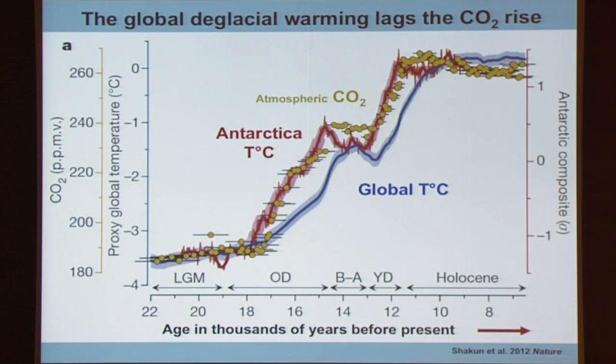When we do that, it's quite interesting, because when we compile and make a global curve, because that was the intention, to get at the global temperature over the full deglaciation, it's possible to plot that versus, for example, the Antarctica temperature based on the ice core. But it's also possible to show that most of the global deglacial warming, in fact, is lagging the CO2 rise.